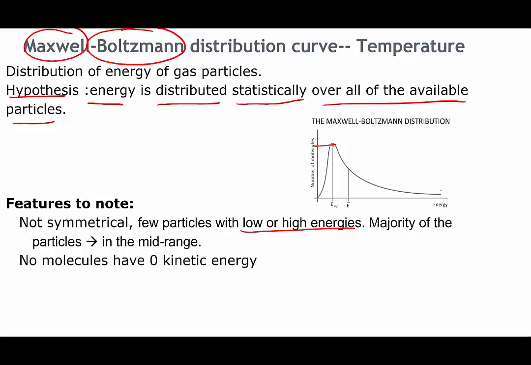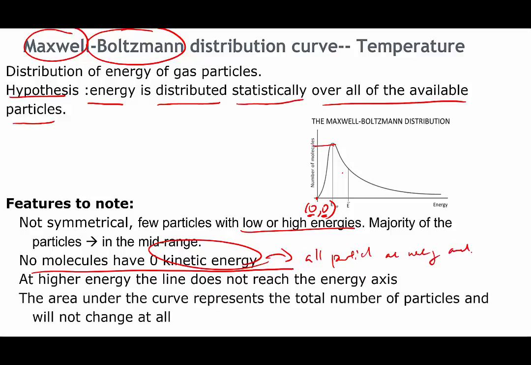The second part is, as you can notice, your Maxwell-Boltzmann distribution curve starts at the 0, 0 data point. That means when the energy is 0, there are actually 0 particles that possess that 0 energy. That means there are no molecules that have 0 kinetic energy. In another way, all particles are moving around.